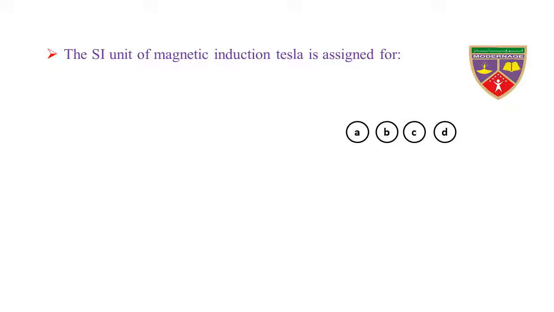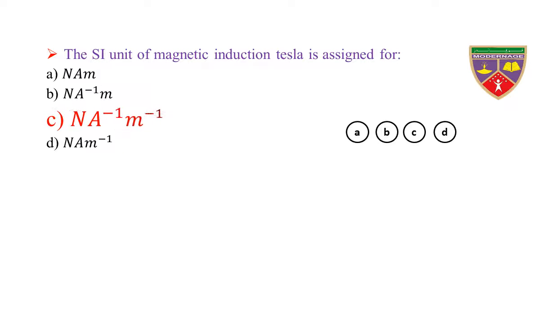The SI unit of magnetic induction, Tesla, is assigned for: option A, Newton ampere meter; B, Newton per ampere meter; C, Newton per ampere per meter; D, Newton ampere per meter. The key is Newton per ampere per meter. Therefore, the correct option is C.